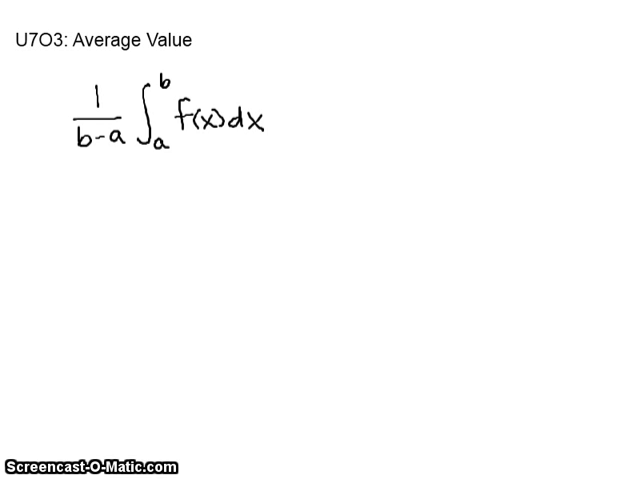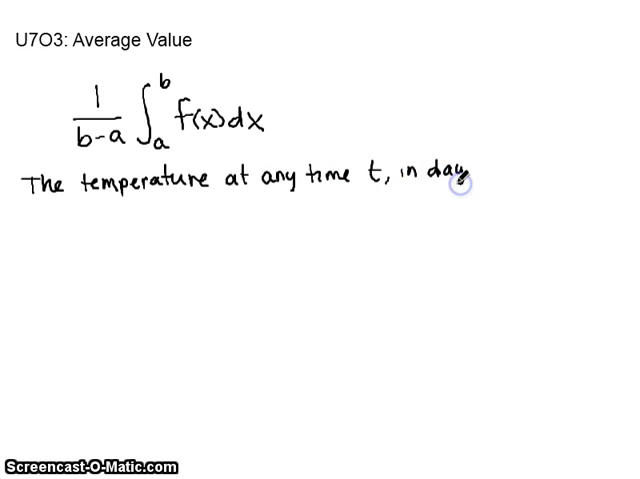So if I were to say something like the temperature at any given time t, we'll say in days, is modeled by capital T of t, and let's just say equals sine of t plus 4. So we have some crazy weather patterns if that's going to be our temperature, but we'll go with it. Temperature is going to be sine of t plus 4.